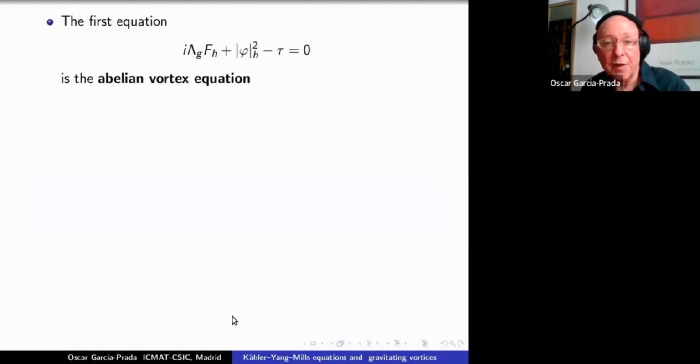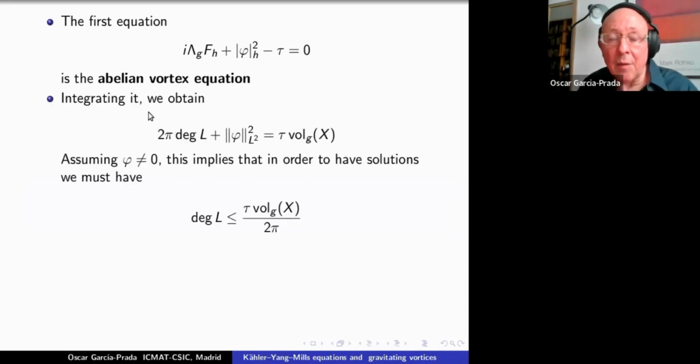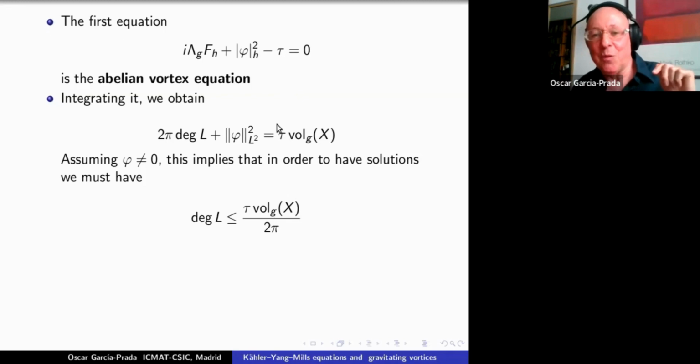In fact, as I was saying, this is the abelian vortex equation, and one first obstruction for having solutions of this equation, in particular with phi different than zero, or even allowing phi equals zero, is that the degree of L should be bounded by this parameter tau appearing here, times the volume. This is a point where I haven't normalized the volume of X. I was happy to just normalize the volume of P1 to 2 pi, but here I left this for some reason.